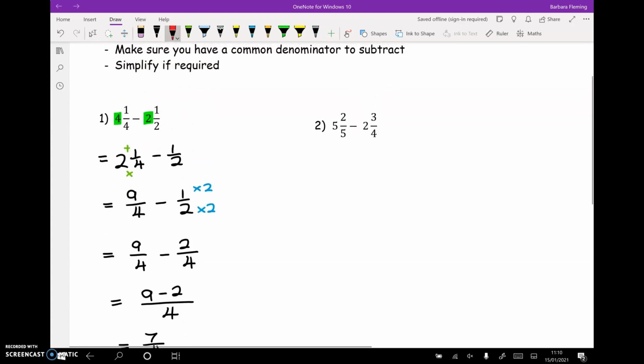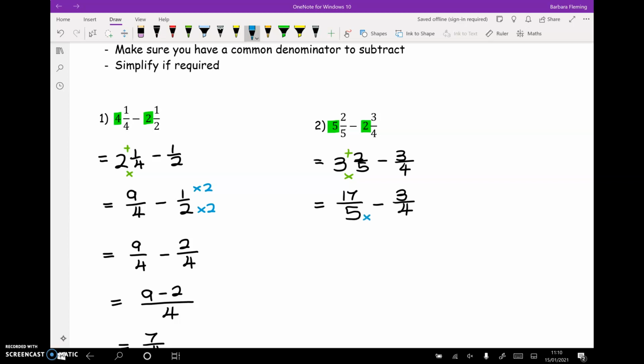Okay, question 2. I'm going to use the same process here. So 5 take away 2 leaves us with 3, and 2/5 take away 3/4. Now we're going to turn this mixed number into a top-heavy fraction. 3 times 5 is 15, plus 2 is 17, so we've got 17/5 take away 3/4. Now this time our common denominator is going to be 20, as our lowest common multiple of 5 and 4.